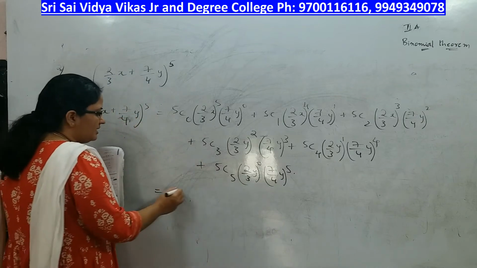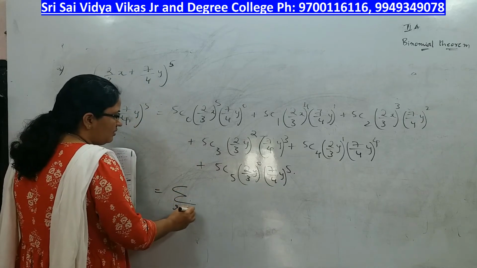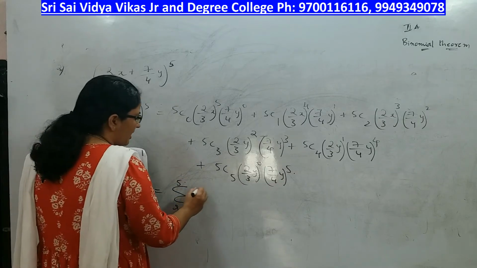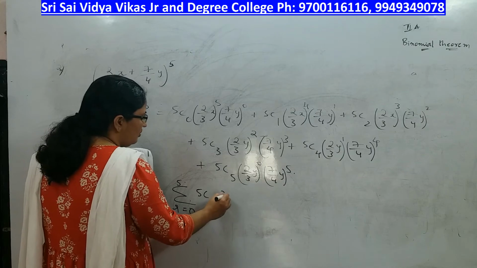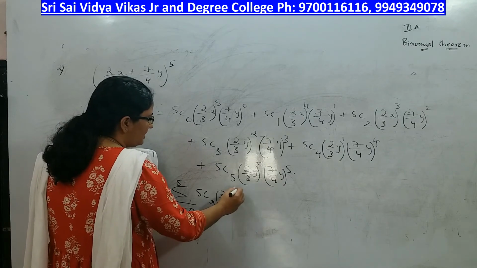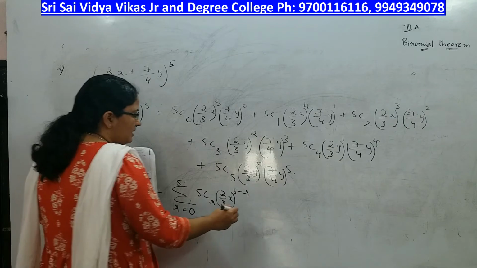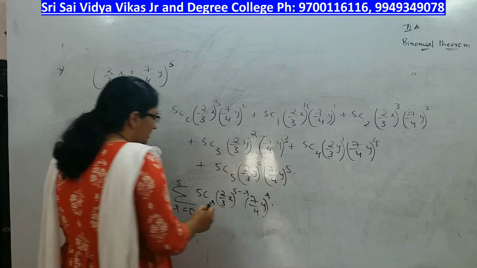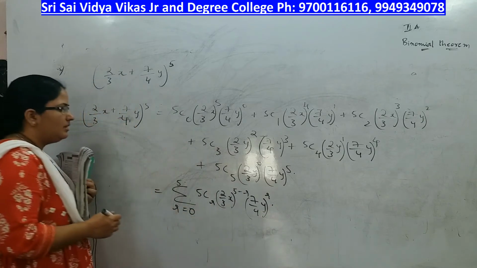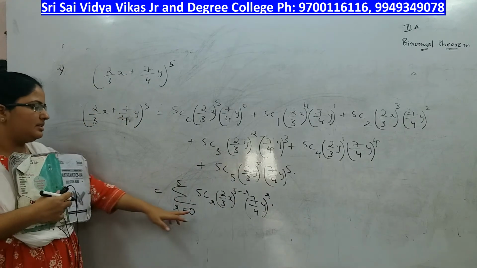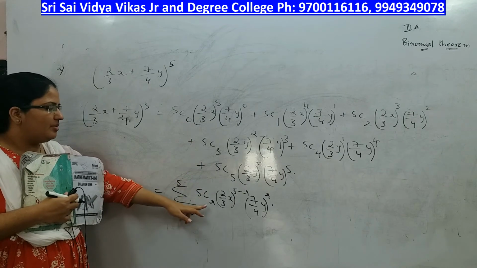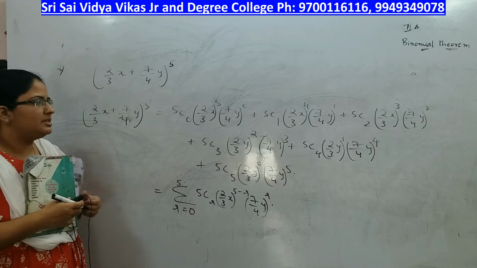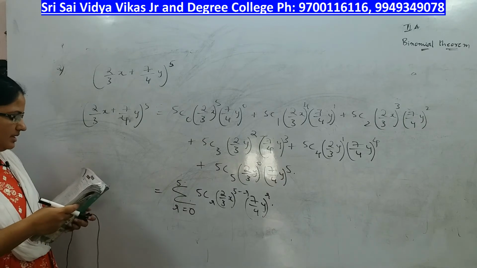This can be written as summation r equal to 0 to 5, 5Cr (2/3 x)^(5-r) (7/4 y)^r. This is how you write the expansion. If you put 0 here, you will get the first term. If you put 1 here, you will get the second term. Likewise, you will get third, fourth and fifth terms in the expansion. Let us discuss the next problem.